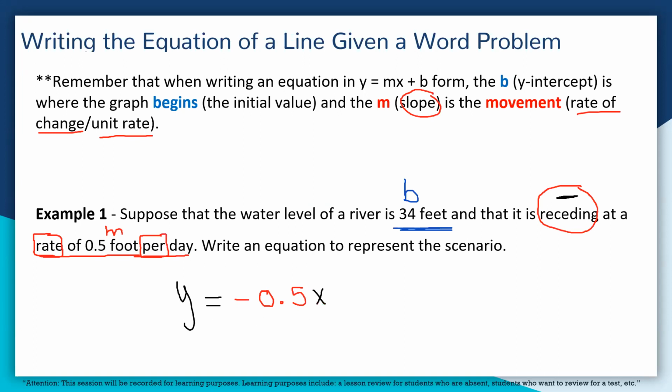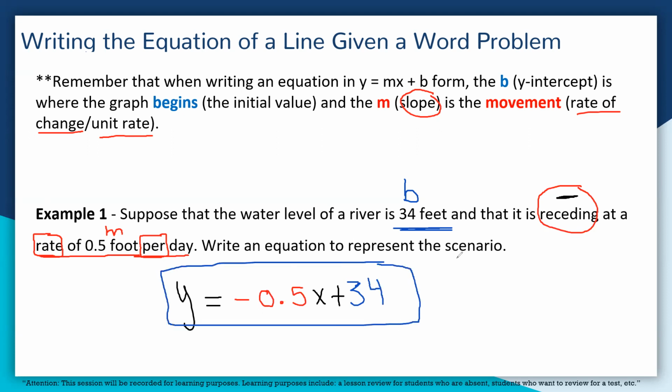And then the water level started at 34 feet. There's nothing there telling us that it is below sea level or it's underground or anything. It's just a straight up water level of 34 feet. So it would be a plus 34. It would be a positive. And that is actually it.